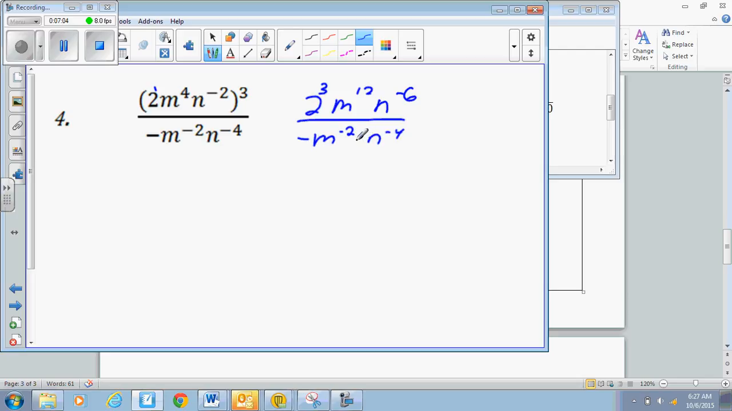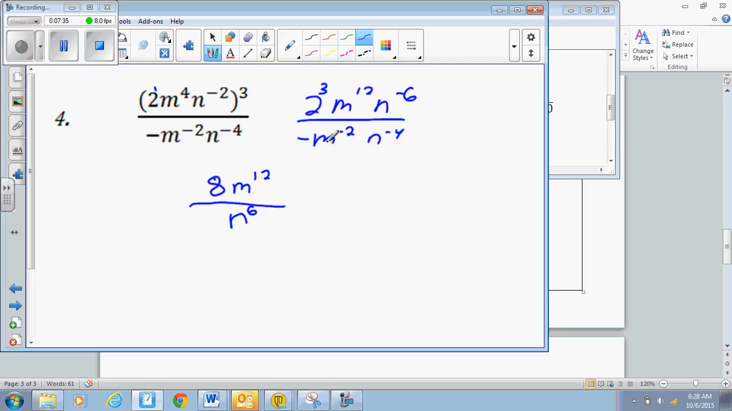What we've done is taken a complicated problem and turned it into an old one. This is similar to number 1, or 2, I think it was 1. And we'll make a new fraction out of this. I'll do this down here. 2 to the third, that's 8. M to the 12th is a positive exponent. Leave it where it is. N to the negative 6, since it's a negative exponent, move it to the bottom as a positive 6. And I'm just taking each number one at a time.